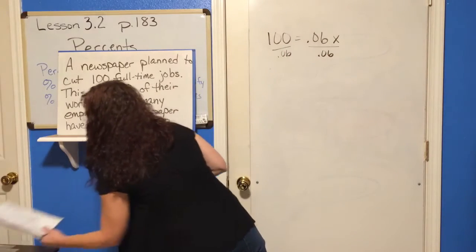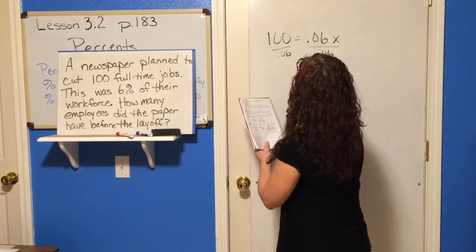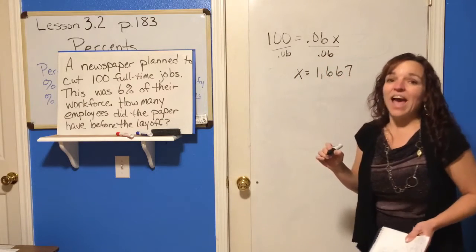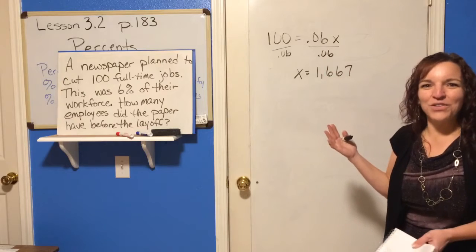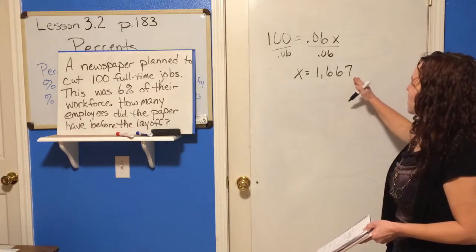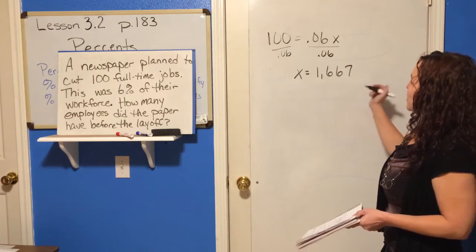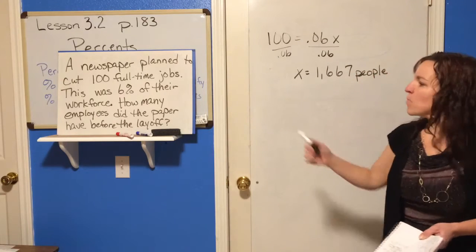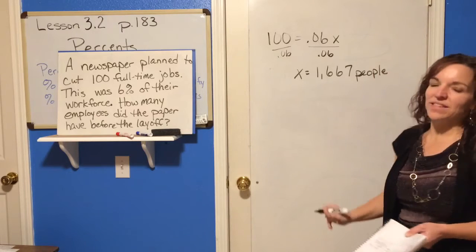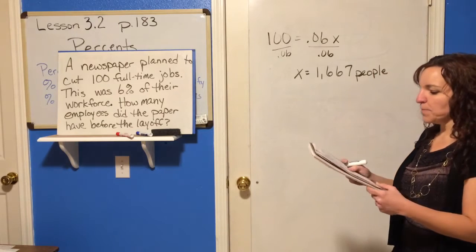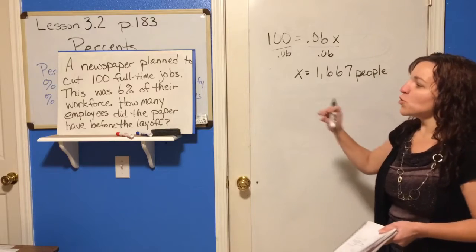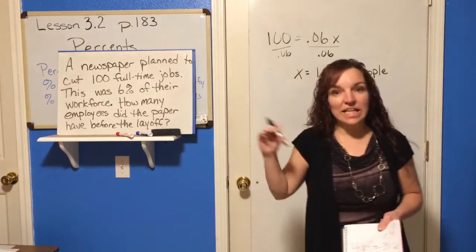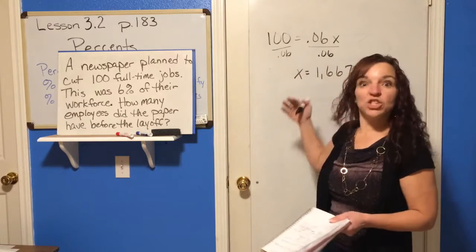And 100 divided by 0.06, x equals 1,667 if you round it, and you have to have, it's people. So you can't have a sixth of a person there, or a 0.6 of a person. So 1,667 people or employees. Well, how many employees did they have? 1,667 people. All right. So the trick is to find the sentence that is the percent sentence. Translate that and then just solve it.